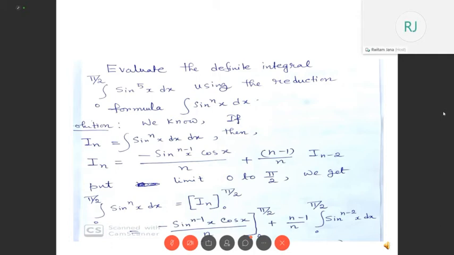You have to find the value of this definite integral, 0 to pi by 2, sine to the power 5x dx. That's why I am putting the limit 0 to pi by 2.